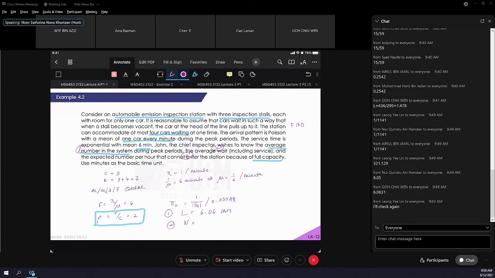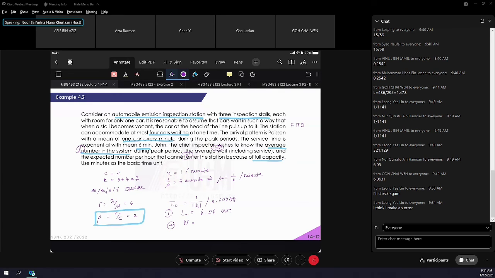Double check. The question asks you to use the basic time unit. So for L, you should get 6.05 or 6.06. Good try. Just recheck because it's a lot of substitution in the formula, so make sure you do your calculation right. As long as you have the right formula and manage to identify the correct model, you should be able to get the marks. The substitution and final answer are still important, but it is much more important that you identify the correct queuing model.